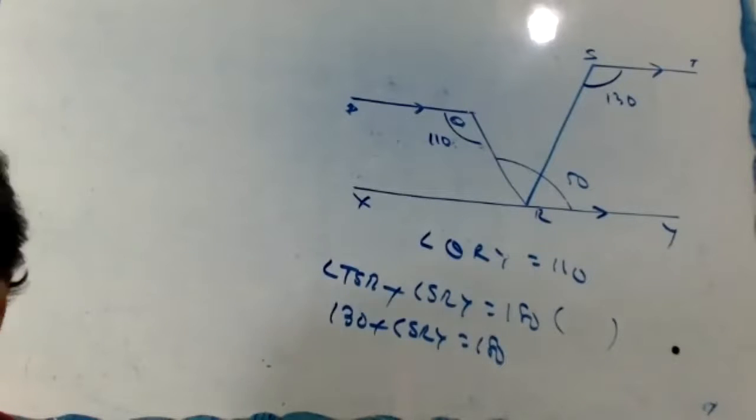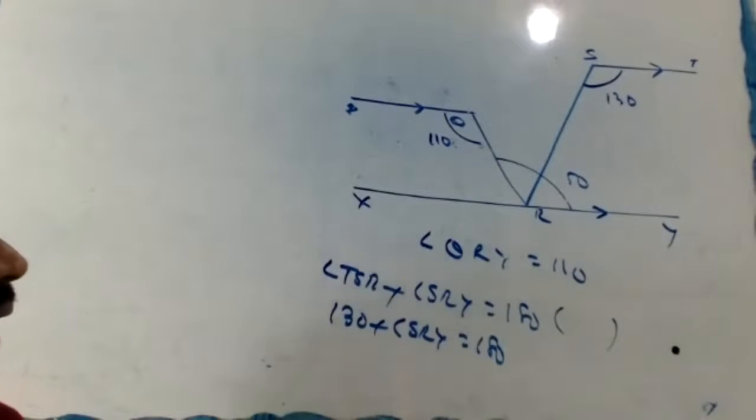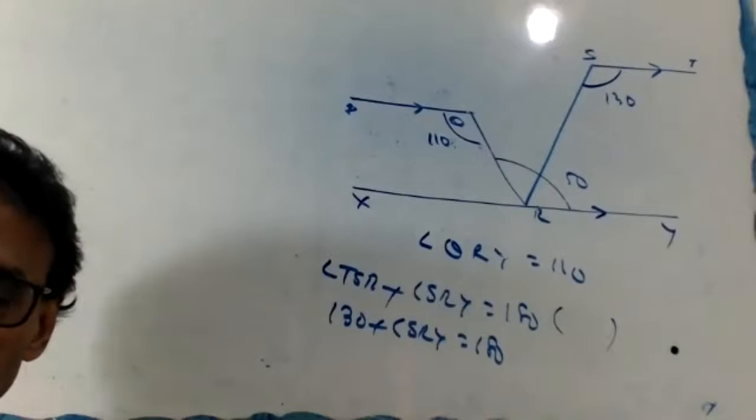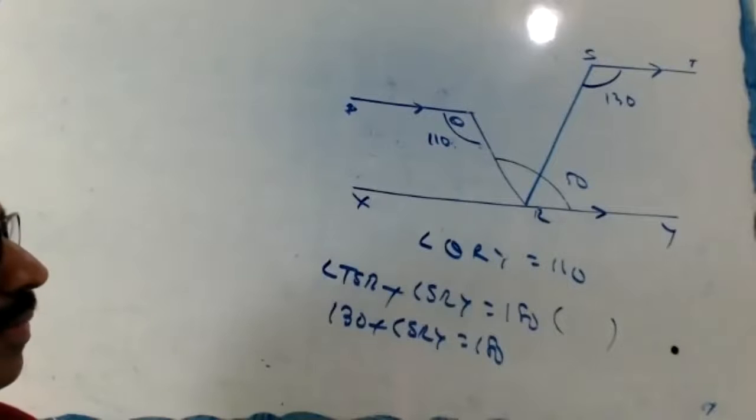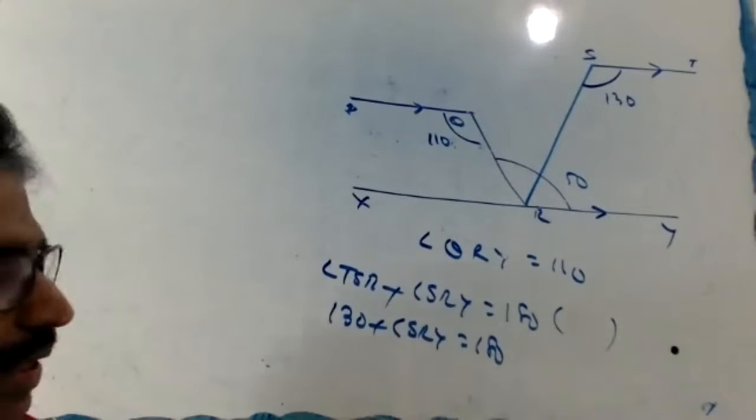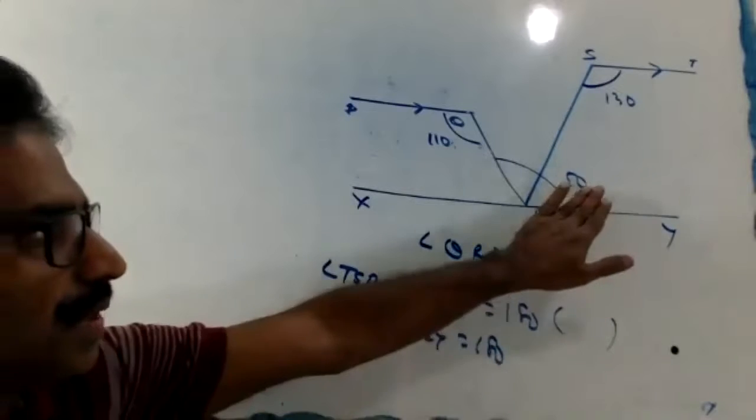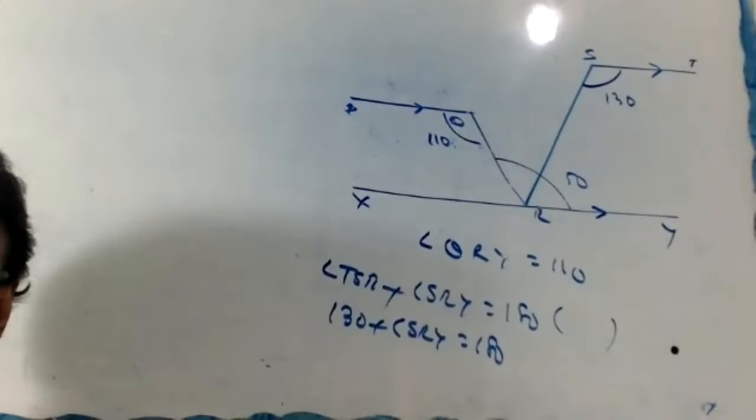Okay, angle TSR plus angle SRY equal to 180 degree. Co-interior angles. Okay. Therefore, angle SRY equal to 50. This is 50. So therefore, this is what? 60. Finish. Is it okay?